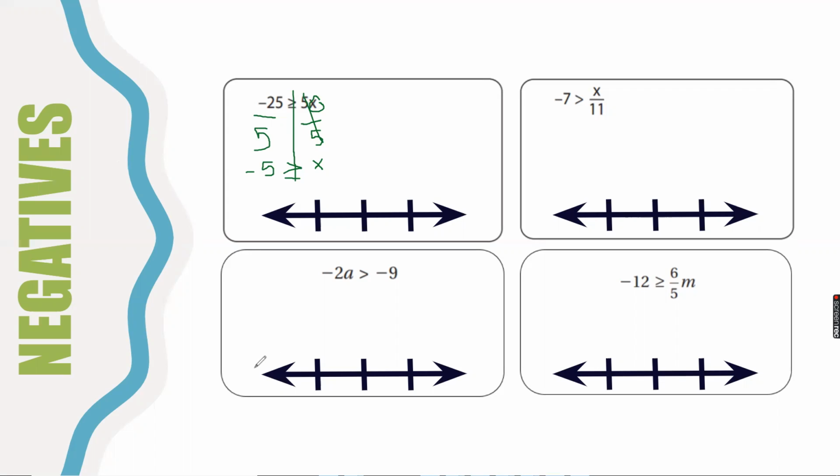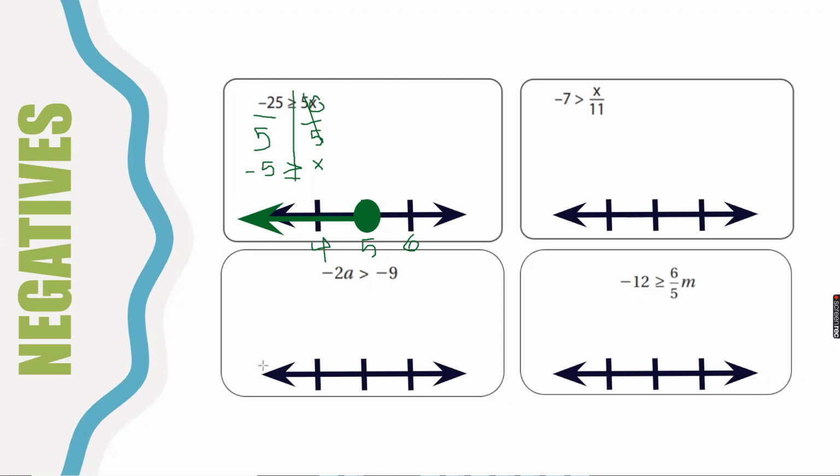To graph it, I know that it's going to be a closed circle right there because that's where my 5 is. I'm looking at one number smaller and one number bigger, and I'm going to plug both those in. I'm doing it quickly in my head just to save time. And I know that my arrow should be going in this direction here, to the left.